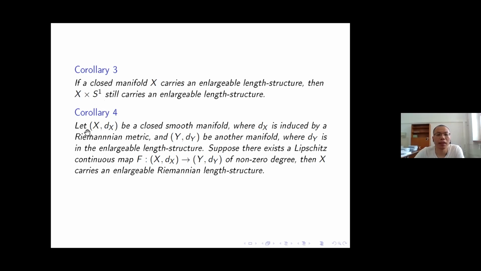And the other corollary is that if S is a closed smooth manifold and the metric DS is induced by a Riemannian metric, and Y is another manifold, but we require that the metric DY is in an enlargeable length structure, and also we suppose that there exists a Lipschitz continuous map of non-zero degree, then S also carries an enlargeable Riemannian length structure.